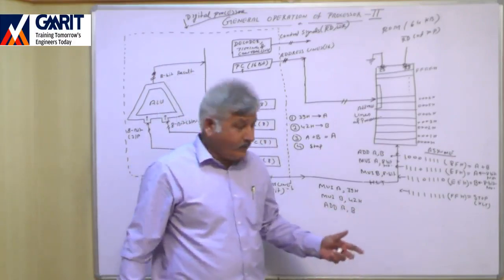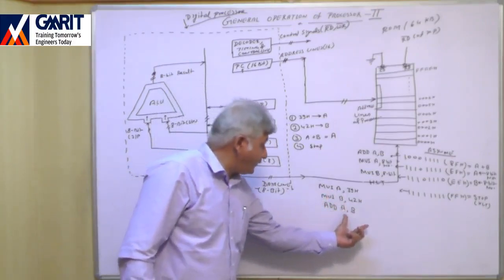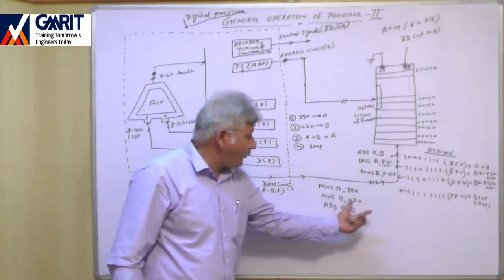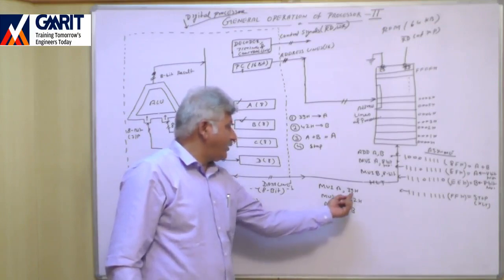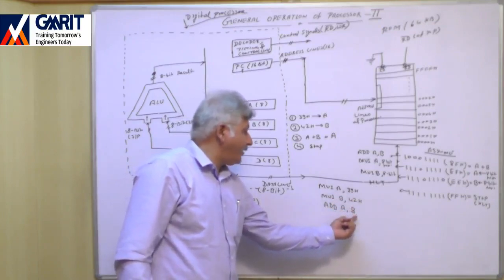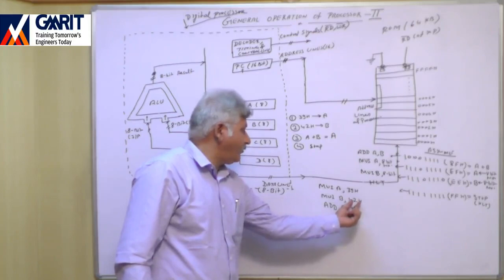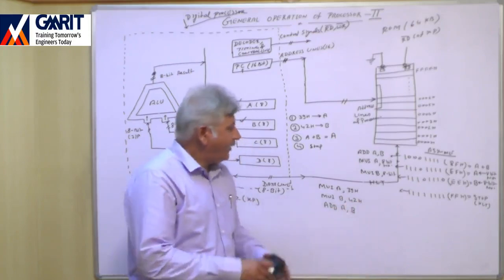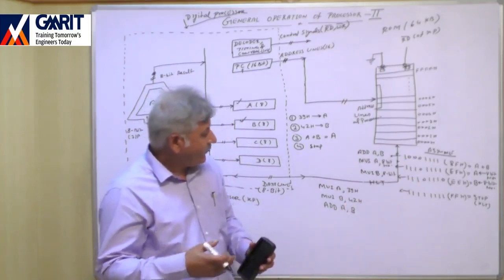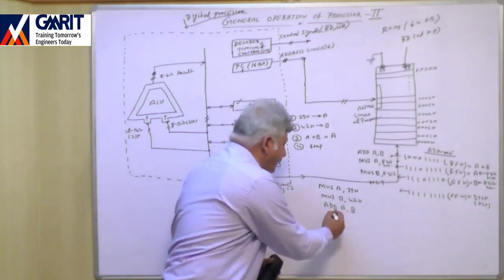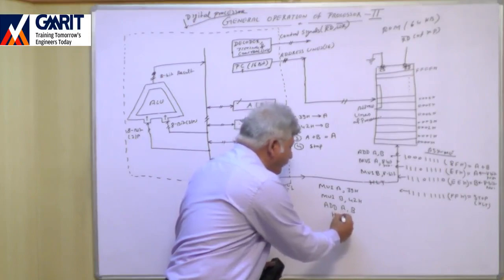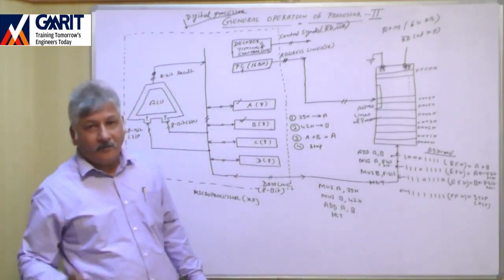Whenever this instruction is executed by the processor, it will add the content of A, which is now 39, to the content of B, which is 42. It will add these two contents, and whatever the result is, that result will again be stored in A itself. And in the last we will write HLT, halt. It will stop the program.